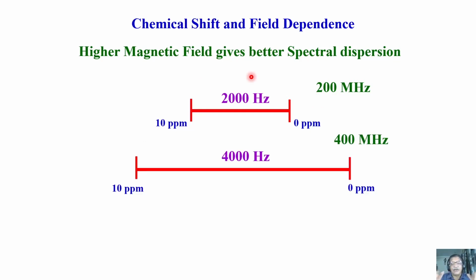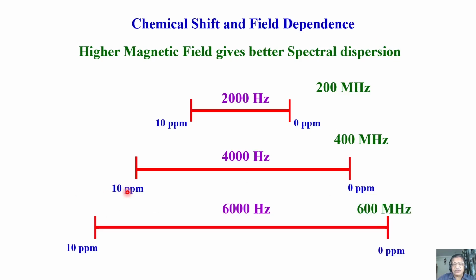Let us say the same spectrum is taken at a 400 megahertz spectrometer. What is 0 to 10 ppm here? 10 ppm, you have to simply multiply by 400 to express in hertz. So it becomes 4000 hertz. Now I'll go to a 600 megahertz spectrometer. See the spread now. Again multiply 10 by 600, you get 6000 hertz.